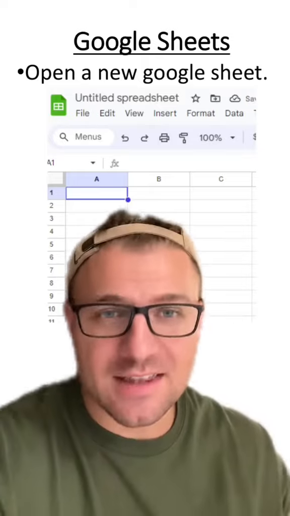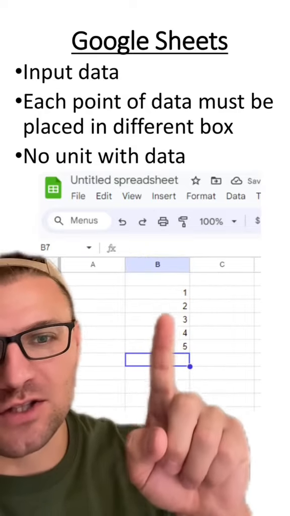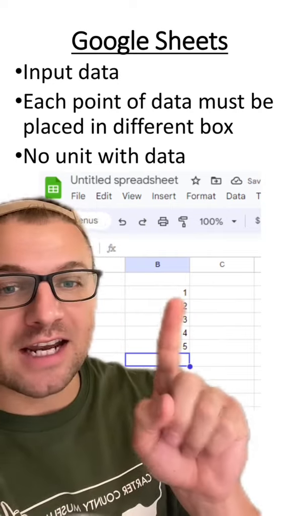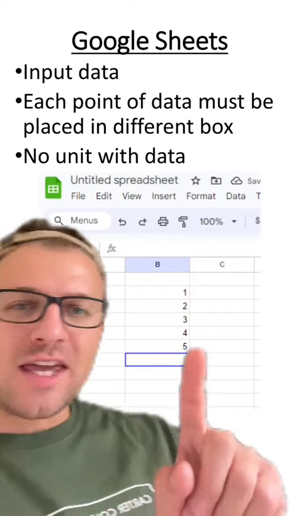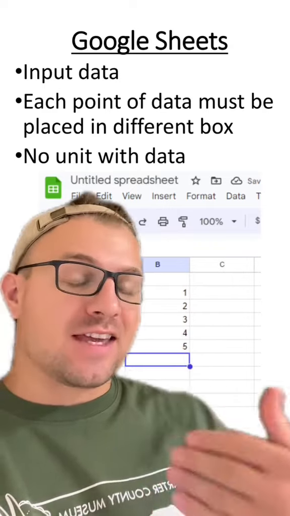Now to calculate this, you're going to open a new Google Sheet. You're going to input the data. You can see I placed 1, 2, 3, 4, 5 here in the boxes. Make sure each individual piece of data is in a different box. Now you can't add in anything like G for grams. These just have to be numbers. They can't have anything else with them.